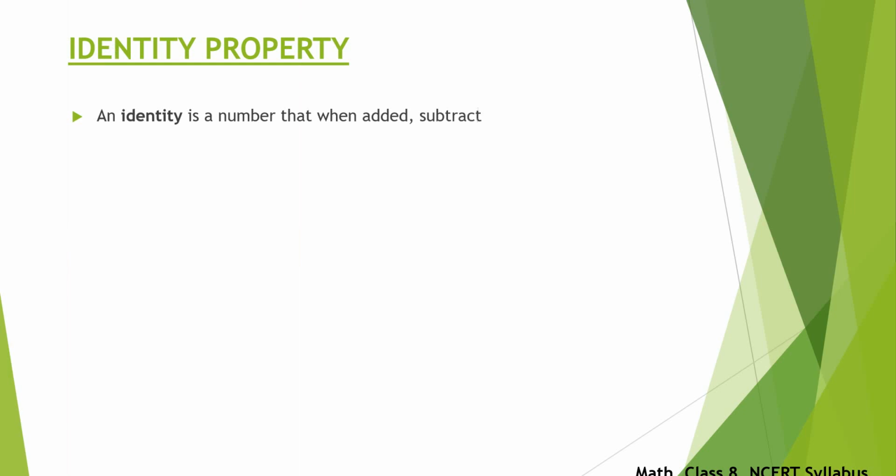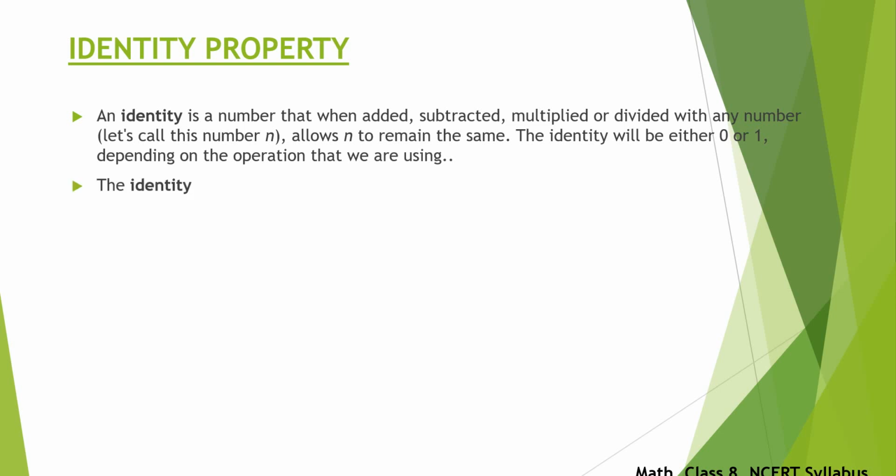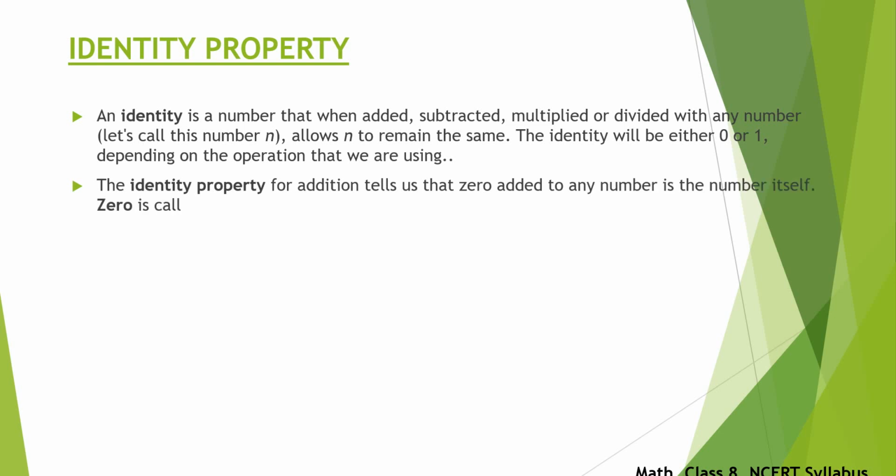Let's look at what is an identity. An identity is a number that when added, subtracted, multiplied or divided with any number allows the number to remain the same. So the identity will be either 0 or 1 depending on the operation that we are using. Suppose if I want to find the identity under addition, it would be 0 because adding or subtracting 0 will not result in any difference of the number. Therefore, 0 is known as the additive identity.